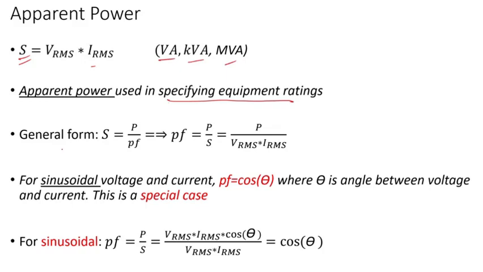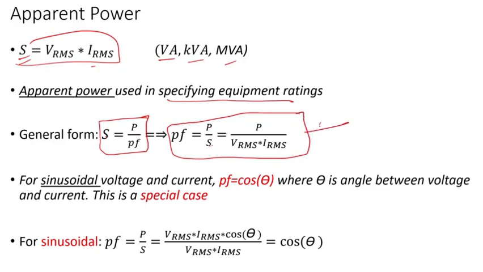So the general form for power factor: the general form for S is P divided by power factor. Then power factor is P divided by S. We know S from this equation here is V RMS times I RMS. So this is kind of the general equation. We don't care if we have a linear system or if it has harmonics. If you use this equation, you will be correct anytime.